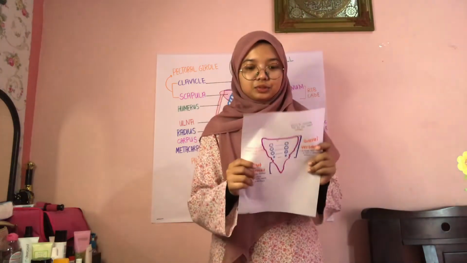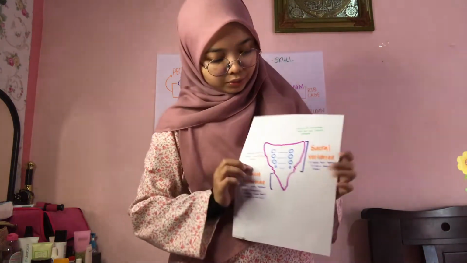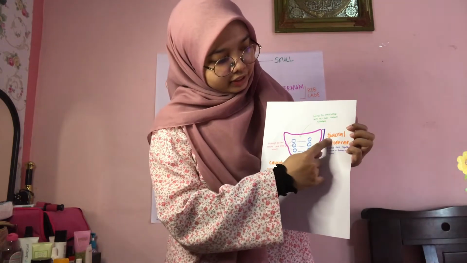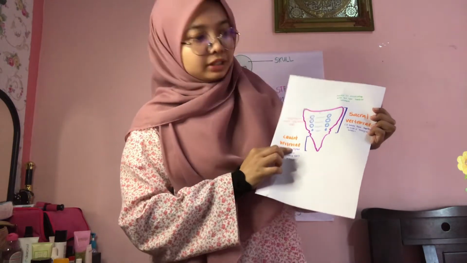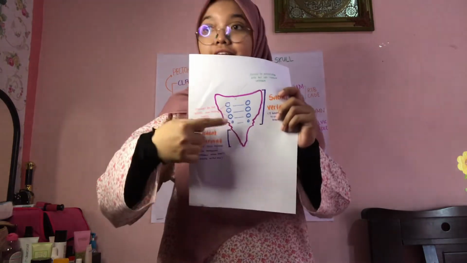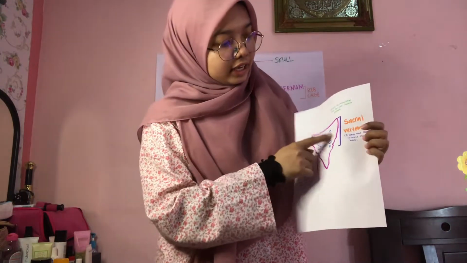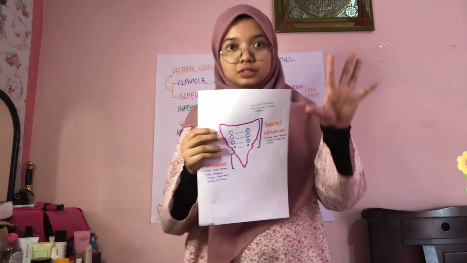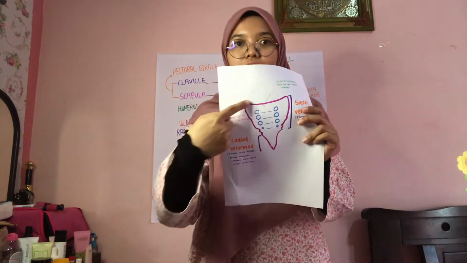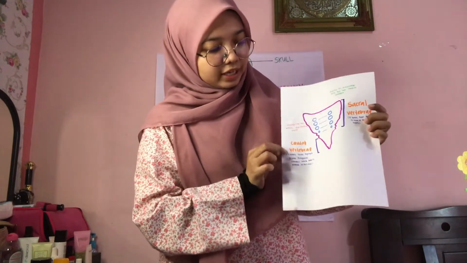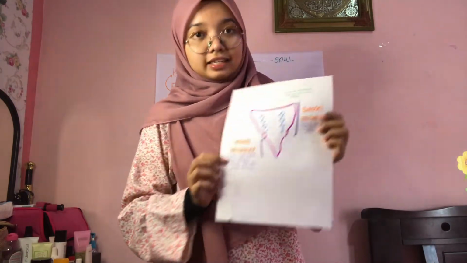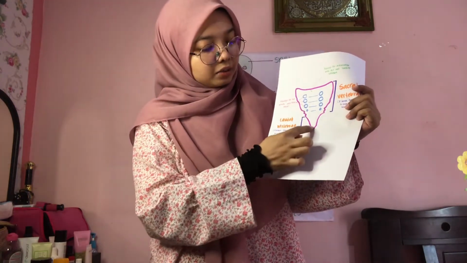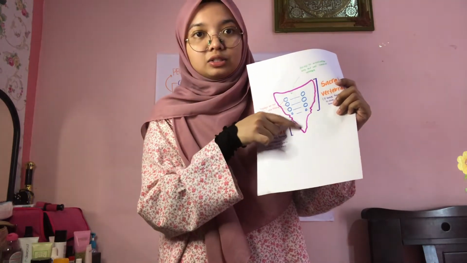Okay, next we move to the last part of the bone. The first one here is sacral vertebrae, and here is caudal vertebrae. So sacral vertebrae, you guys see here, consists of 5 bones fused together and form this triangle structure. And caudal vertebrae consists of 4 bones that fuse together to form a triangular shape which is pointed to the end.